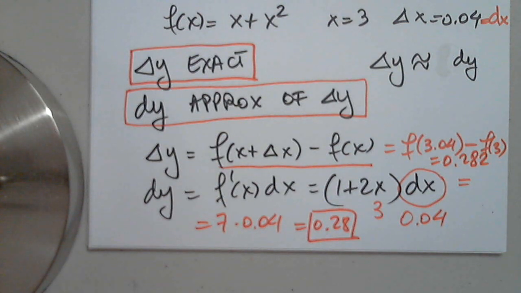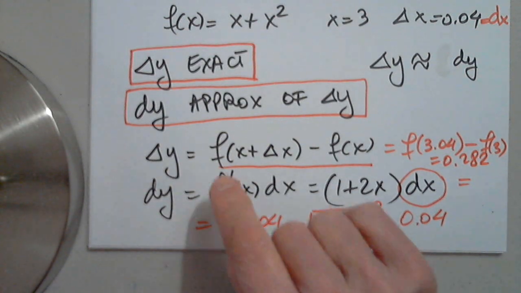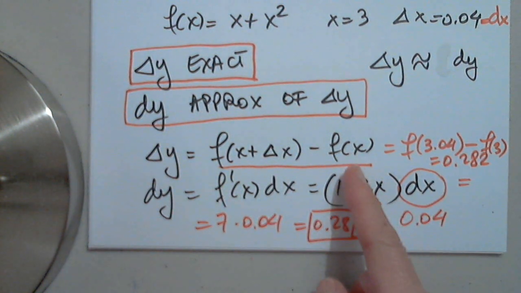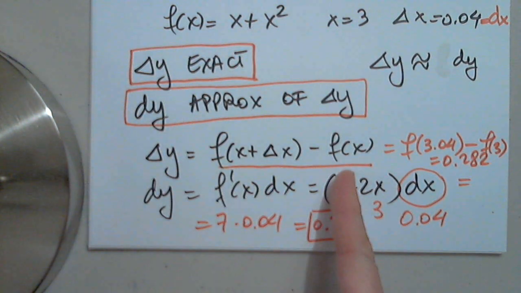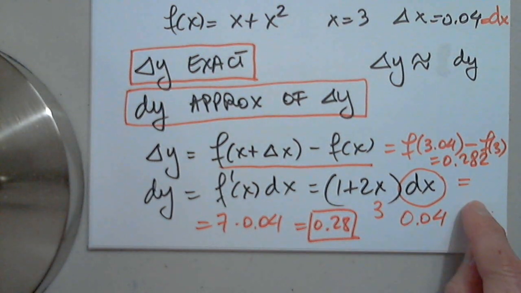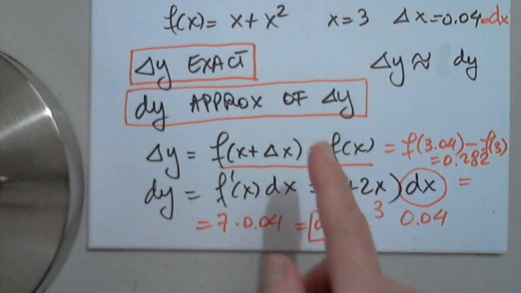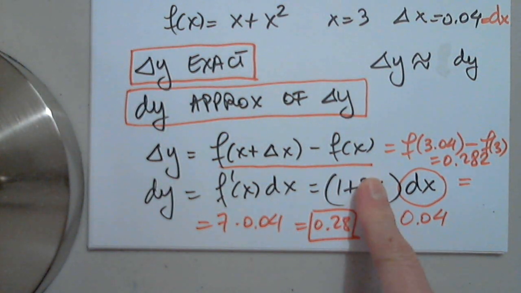Yes. So one of them is the exact, and that's always more difficult to calculate because first of all, I have to add 3 to 0.04 and then plug it in, and then subtract when I plug in 3 in the function. So it's just all here. There is only one line. All is very easy. 2 times 3 is 6, plus 1 is 7.